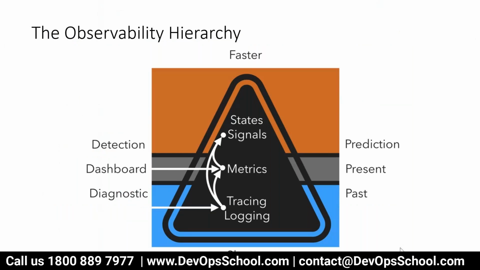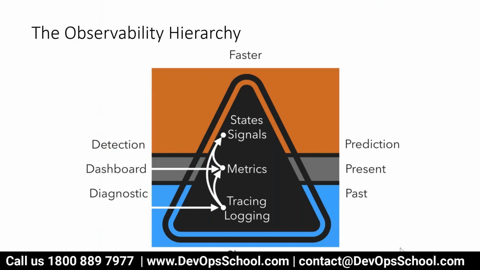So if you look at the hierarchy here, in order to perform observability, what do you need? Basically you need trace and logs. Trace and logs are the past data, metrics are the present data, and based on the tracing, logging, and metrics, you get the stats and signals to predict the future, how your application will behave in future. So the past data we use for diagnosis, the present data we use for dashboarding and alerting, and the prediction, the future data, we use for detections and stuff like that.